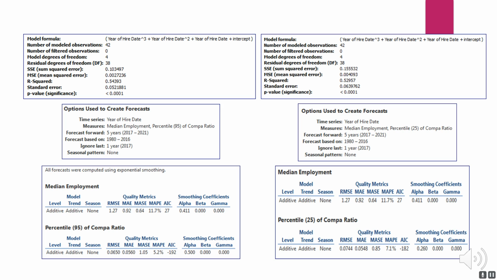Here you'll see the reference for our model performance for exponential smoothing with the 95th and 25th percentile. We can see that the alpha value is low, and that means that the model emphasizes the recent data, and we did not use seasonality in the model building.